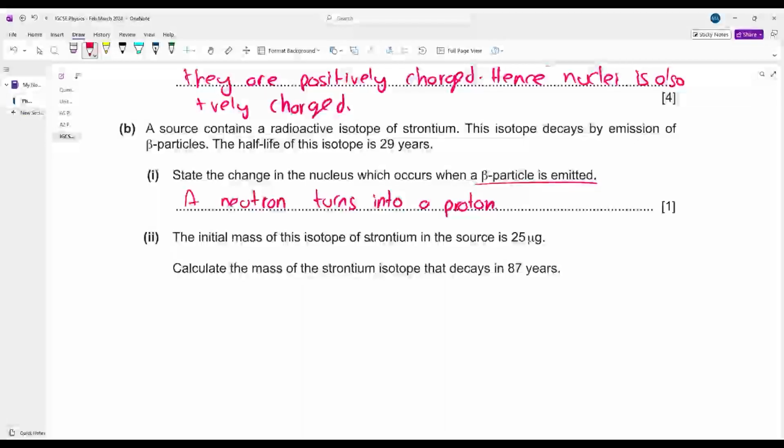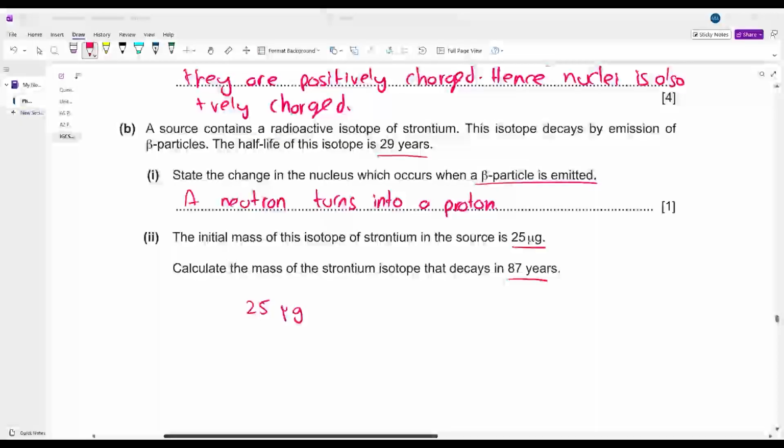Perfect. The initial mass of the strontium in this source is 25 microgram. Calculate the mass of the strontium that decays in 87 years. बेटा हाफ लाइफ क्या है? 29 years. Perfect. इनिशियल मास था आपका 25 माइक्रोग्राम, है ना? 25 माइक्रोग्राम्स. परफेक्ट. तो आफ्टर वन हाफ लाइफ व्हाट विल हैपन? दिस विल बिकम 12.5 माइक्रोग्राम्स. आफ्टर वन हाफ लाइफ हाउ मेनी ईयर्स हैव पास?